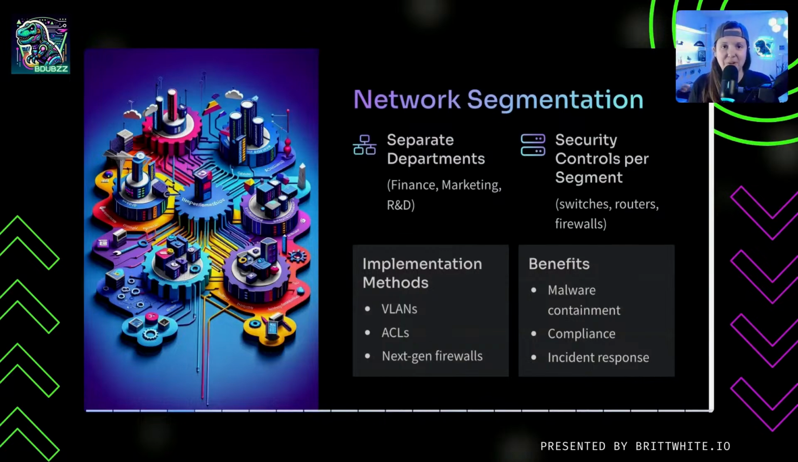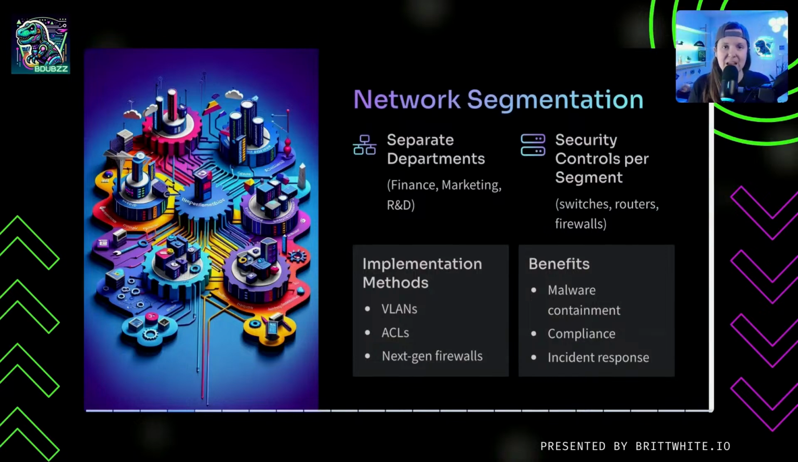When we segment our network properly, we gain several important advantages. First, if malware somehow gets into our network, segmentation stops it from spreading freely. It's contained just within that segment. This is crucial for protecting our critical systems. We also make compliance much easier by isolating regulated data, like customer information, in specific protected segments. If we ever face a security incident, segmentation helps our response team by limiting how far an attacker can reach within our network.